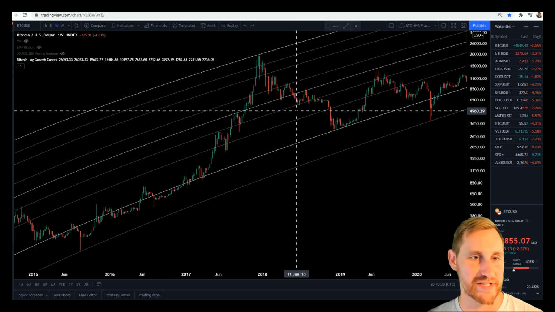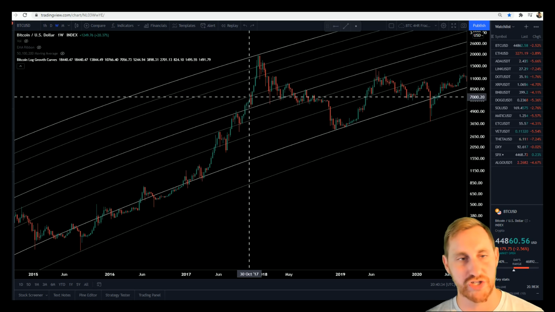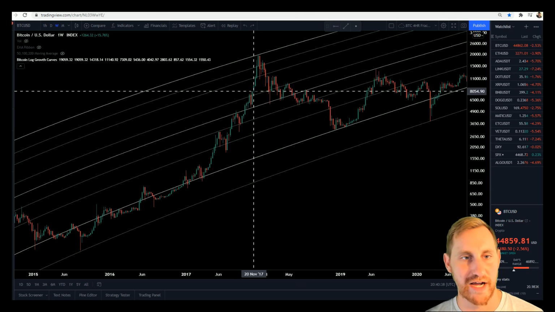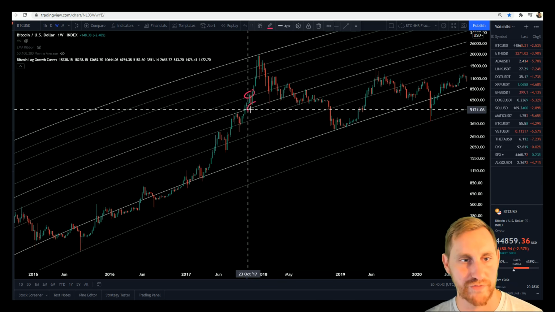Now let's look at the 2017 bull market. Do we have something similar? Well, yeah. If you take a look, just starting at the top and working our way down, you had a rejection and you had a support, perfectly at those fib levels.